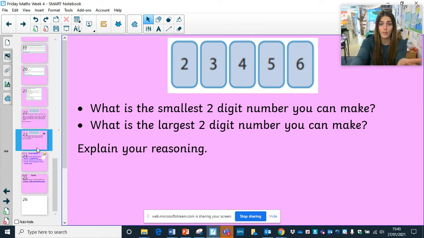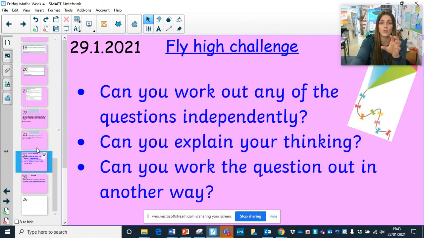Here again, what is the smallest 2-digit number you can make? What is the largest 2-digit number you can make? And explain your reasoning. So your fly high, there are a few here, is if you can work out any of those independently, if you can explain your thinking on any of those questions, and if you can show your workings in more than one way. So can you find a different answer for the same question, or can you show your workings out in more than one way? If you can do any of that, then you have challenged yourself and flown high.